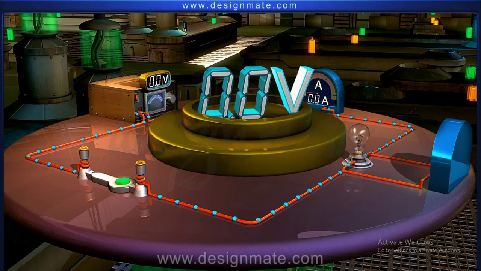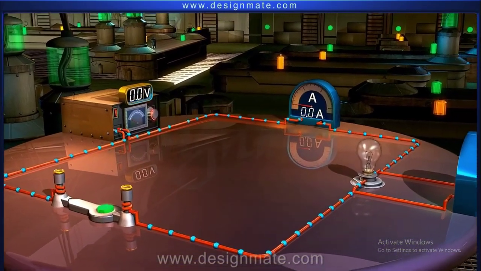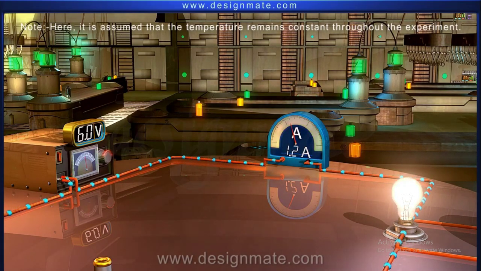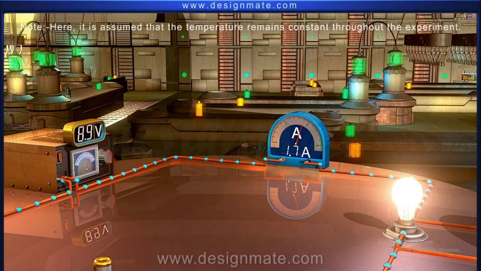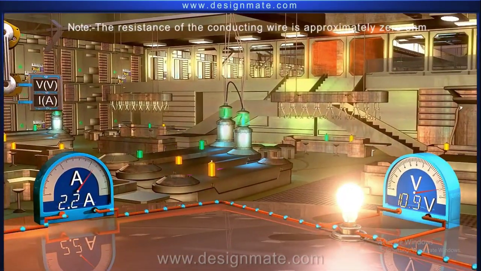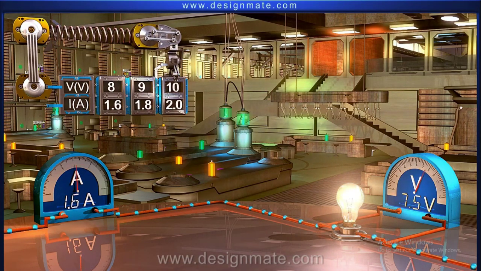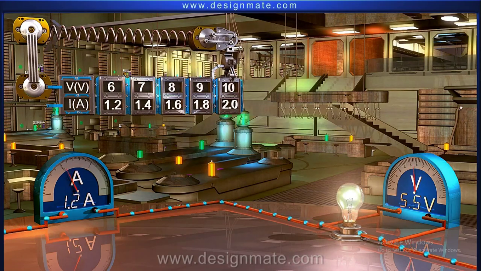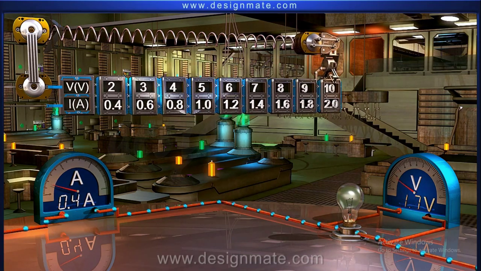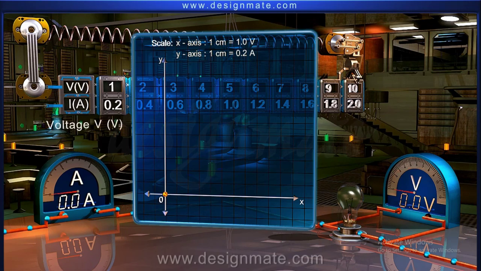For 0 volts applied, there is no current and the bulb does not glow. Now, gradually increase the applied voltage. The ammeter indicates the increase in the current. As a result, the bulb starts glowing more brightly. For different applied voltages, measure the corresponding values of the current. Now, plot the graph of the applied voltage versus current.